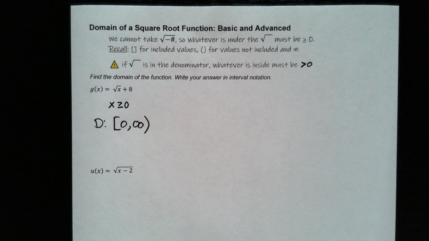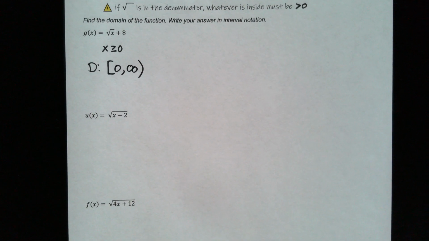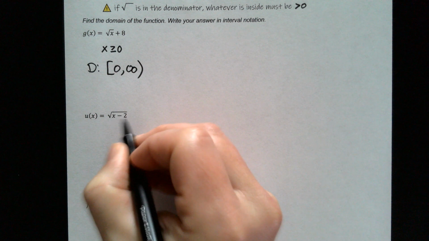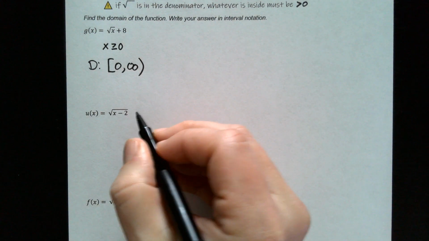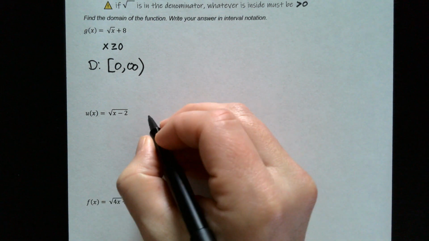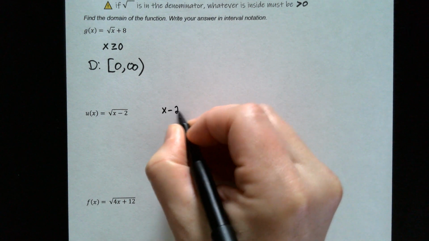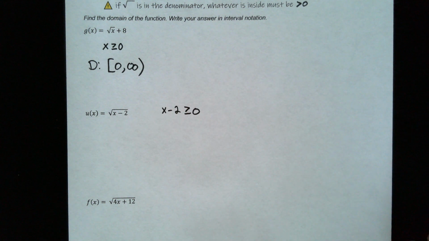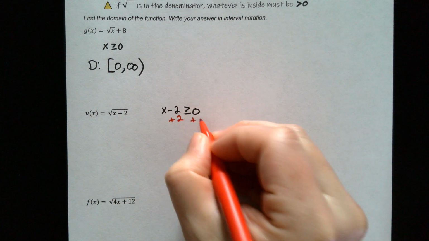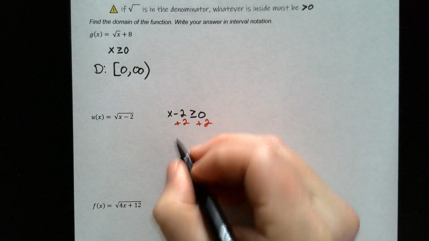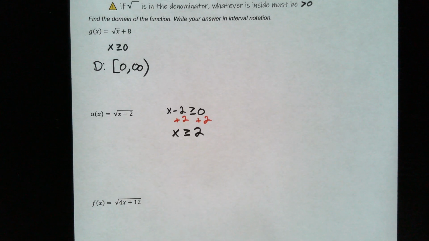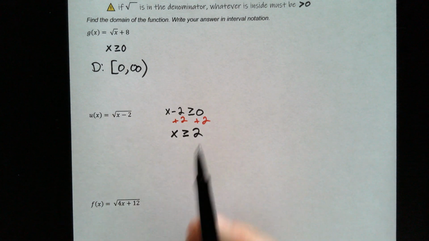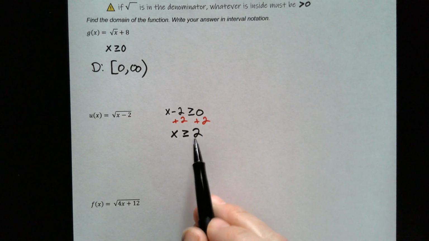The second problem, u of x equals the square root of x minus 2. The minus 2 this time is under the square root. So when we set the inside of this greater than or equal to 0, we have to include that negative 2. So we have x minus 2 greater than or equal to 0. If I add the 2 to both sides, that gives me x is greater than or equal to 2. What that means is that you have to use numbers that are either 2 or bigger.